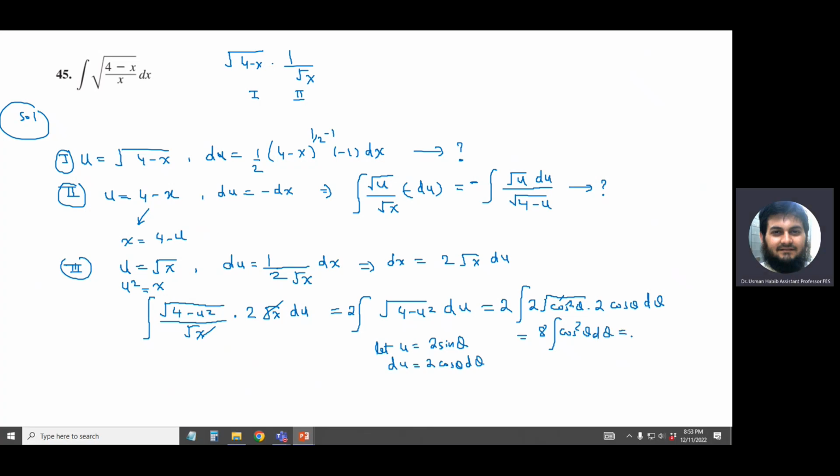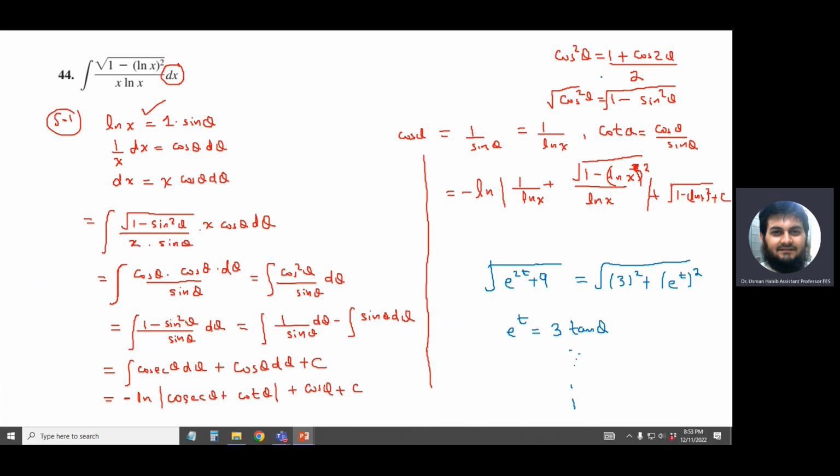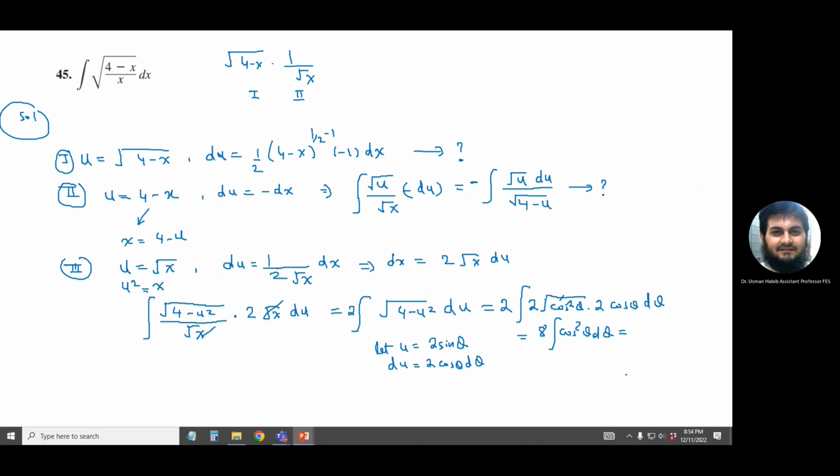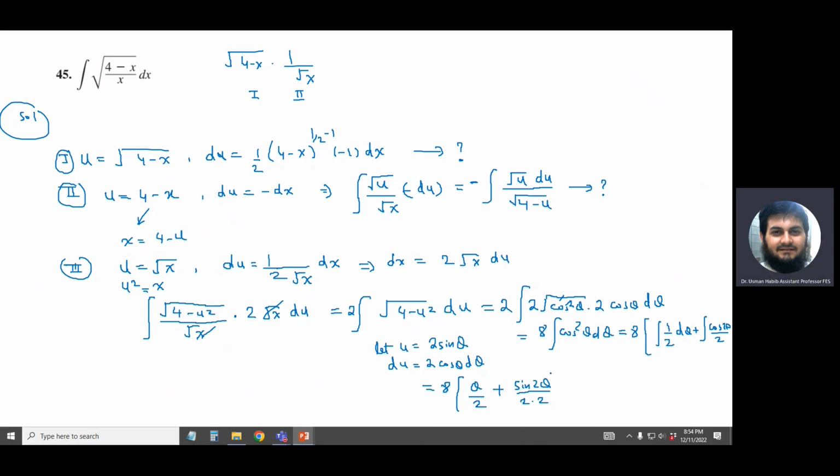And like I discussed before, whenever you see cos square theta, you're going to use this identity, 1 plus cos 2 theta over 2. Let's keep this 8 outside, okay? And I'm just breaking it down, you'll be left with integration of 1 over 2 d theta plus integration of cos 2 theta over 2 into d theta. So the answer becomes 8 times, 1 over 2 integrates to theta over 2, plus cos 2 theta, the integration of that is sine 2 theta divided by 2, 2 times 2, and that's it.